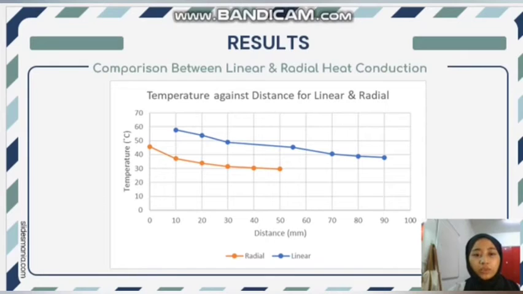It can be concluded that the temperature at each measuring point in the radial module is lower than in the linear module because the heat generated is distributed across a larger radius with a smaller temperature difference.